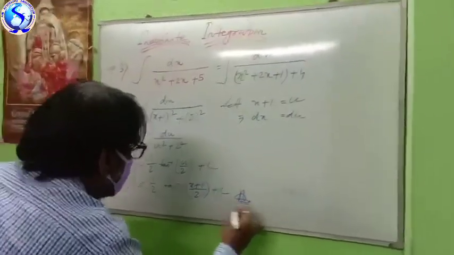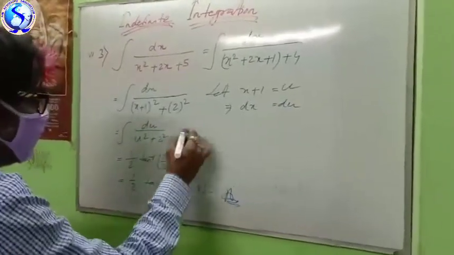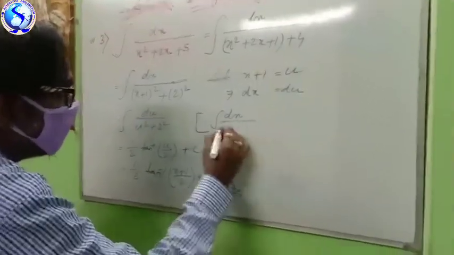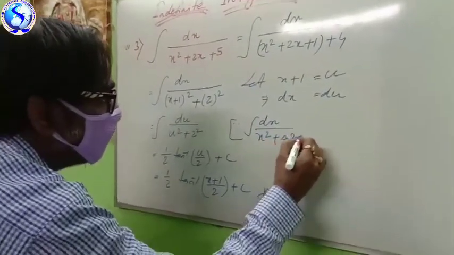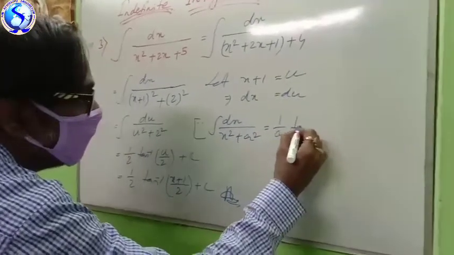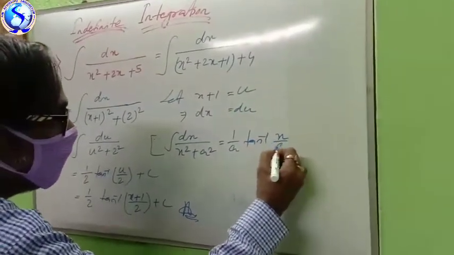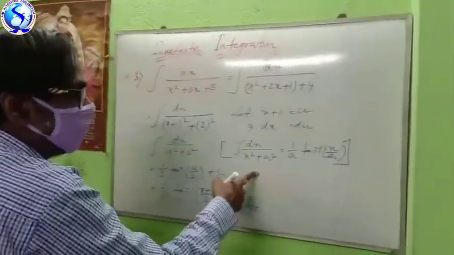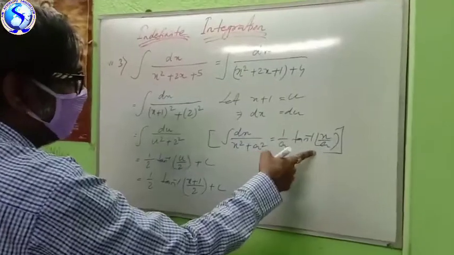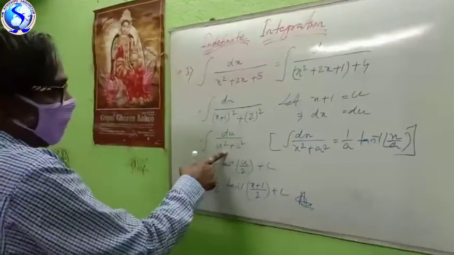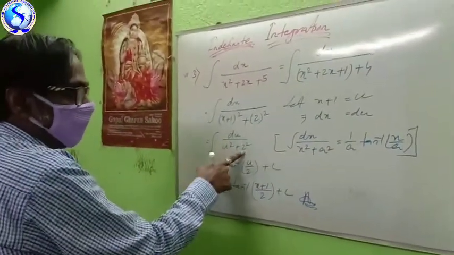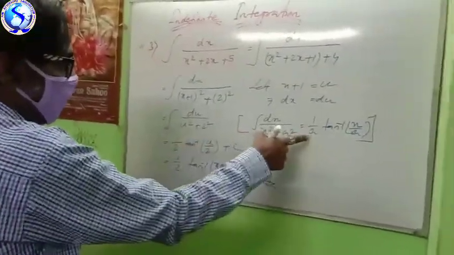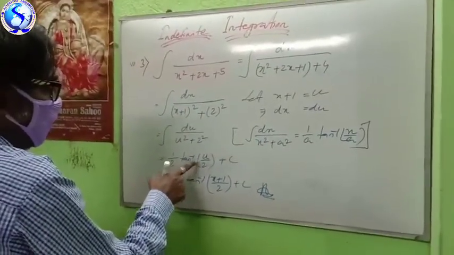Okay, this is the answer of number 3 question, but you have to write the formula here. Integration dx by x square plus a square, the formula is 1 by a tan inverse x by a. Use the formula here. This is du by u square plus a square. Here a means 2 and x means u. Formula will be 1 by a, means 1 by 2 tan inverse u by 2 plus c.